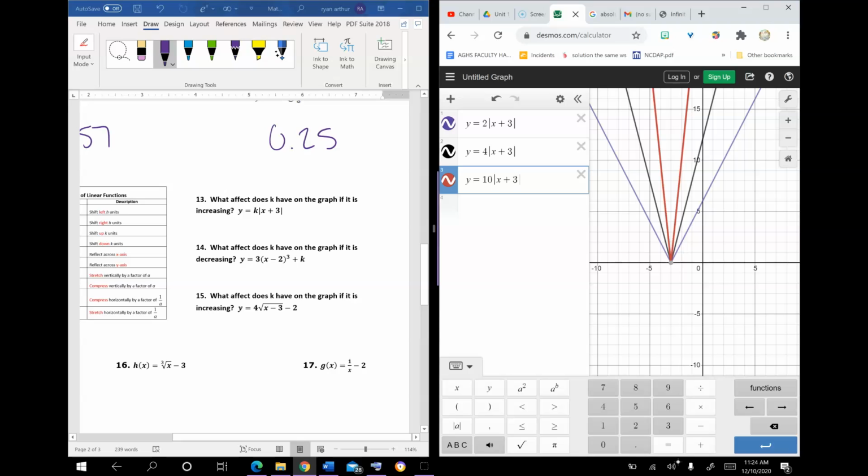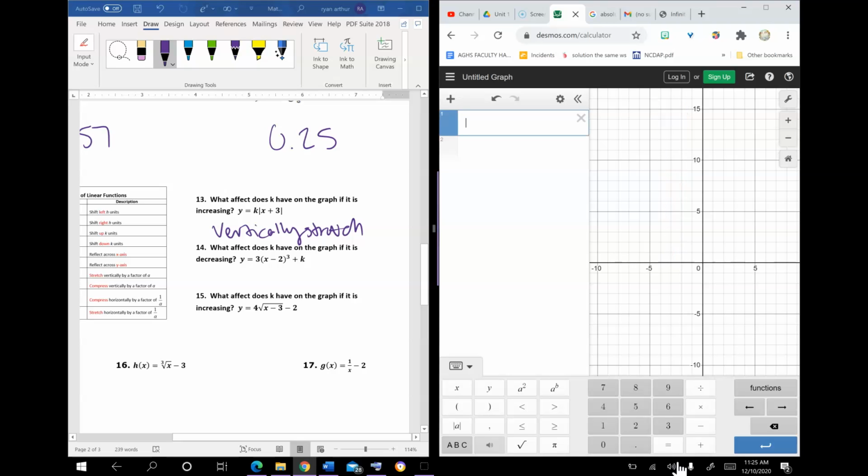The purple one's the baseline. They're getting skinnier, aren't they? And the way to get skinnier is to pull somebody from the top and bottom. And if you're pulling somebody up from the top or bottom, that's vertically. So what's happening is you're vertically stretching. Okay? All right, let's try 14. Which isn't really 14, but I didn't renumber, I don't think. Maybe I did. All right, so the next one says, what happens when K decreases?